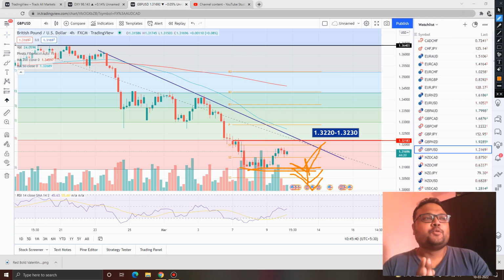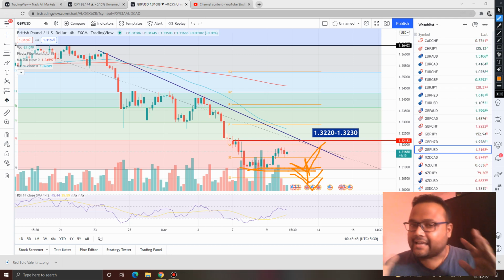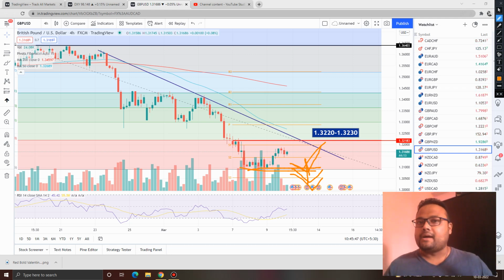Whatever you do, please follow proper risk management and use stop loss. My analysis, I can be wrong as well. Nobody is 100% accurate in the market.